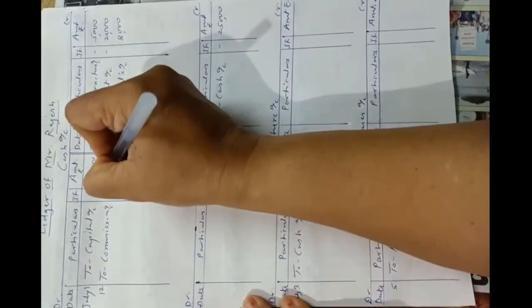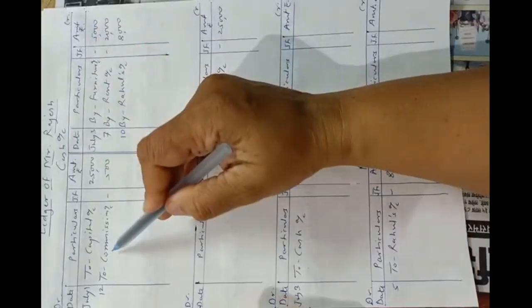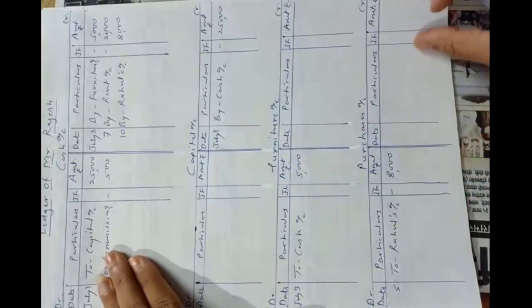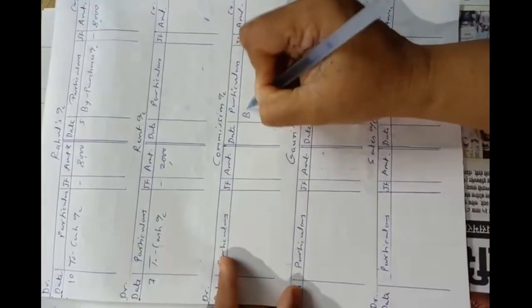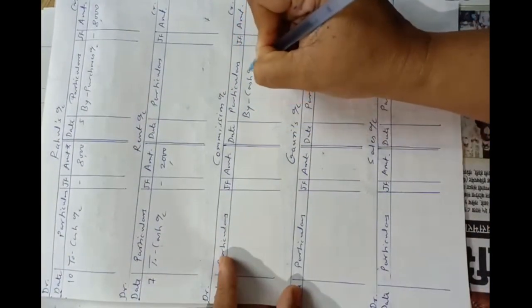Amount is 500. Debit side of cash account to commission account means second posting will be credit side of commission account by cash account. Amount will be 500 and date will be the same, that is 12th. Okay.